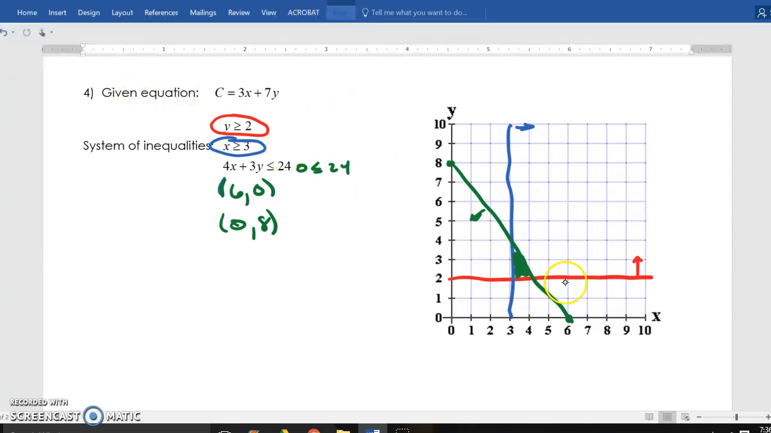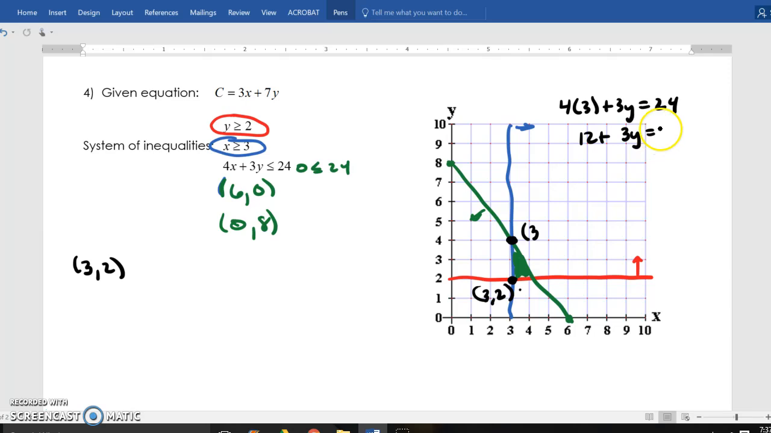Let's go find those critical points. First one would be at, what is that, 3, 2. So that's at 3, 2. The second point right here, what do we know? We know x is equal to 3. So if x is equal to 3, 4 times 3 plus 3y is equal to 24. Right? 12 plus 3y equals 24. 3y equals 12. Y is equal to 4.